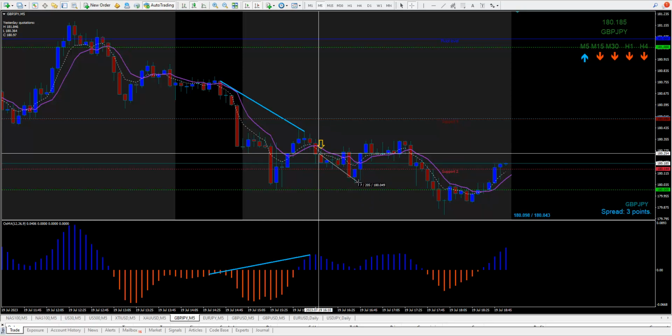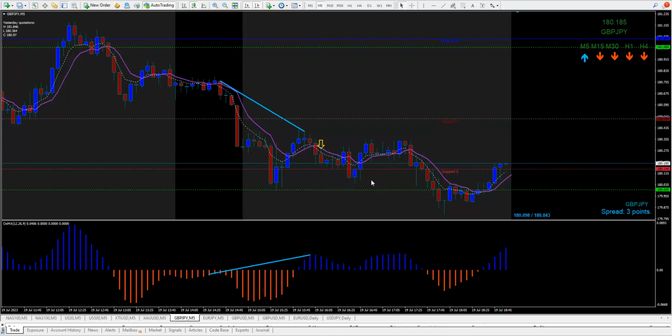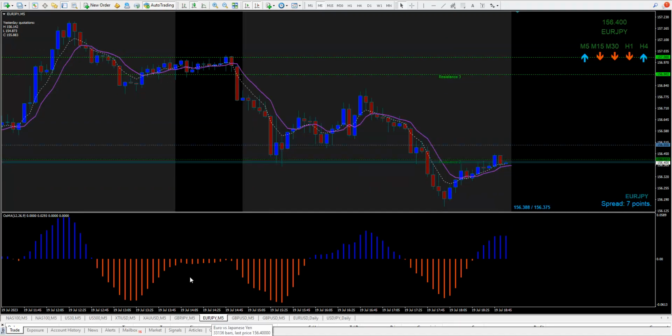Wow, it went down 20 pips. You would have got it. And I bet the euro yen looks identical to this chart. Yeah, very similar, but better. This one was much easier to see. Let me show you.